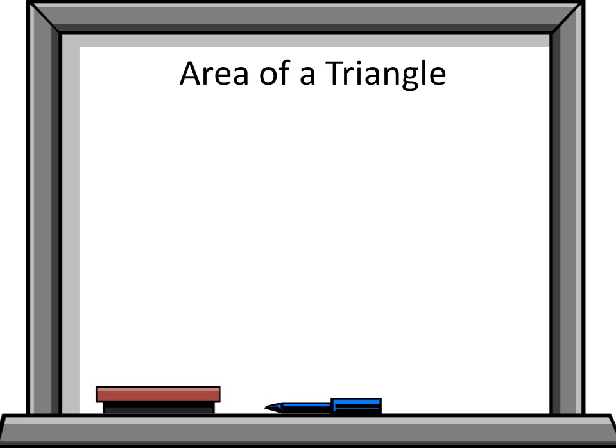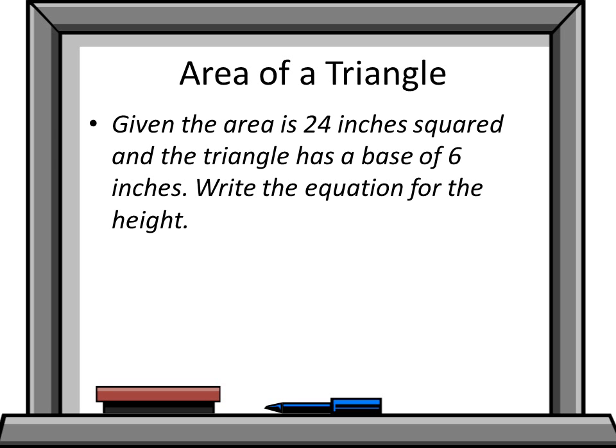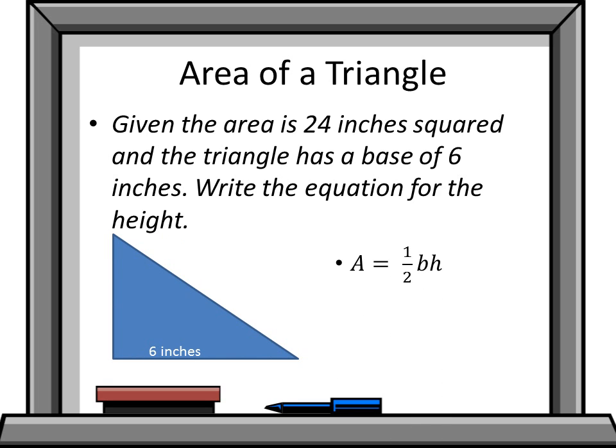As we said before, literal equations are used in everyday formulas, such as the area of a triangle. If I give you that the area is 24 inches squared, and the triangle has a base of 6 inches, I want you to write the equation for the missing variable, which would be height. Well, the only thing I know is that area equals 1/2 base times height. Let's try plugging in what we know. 24 is my area, and 6 is my base.